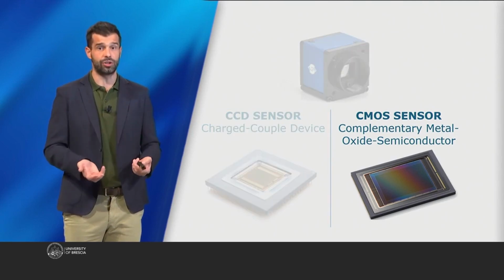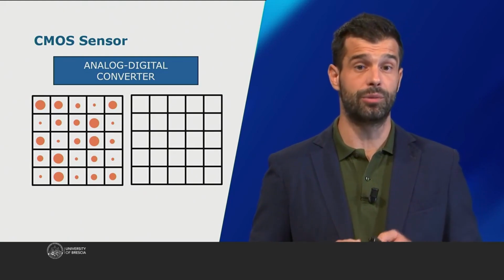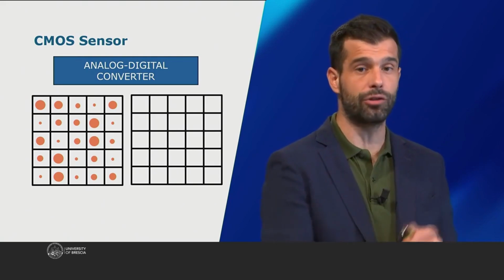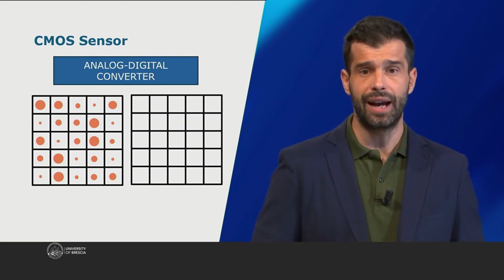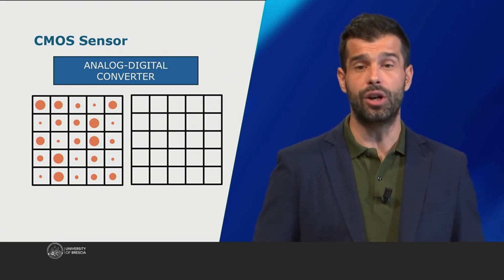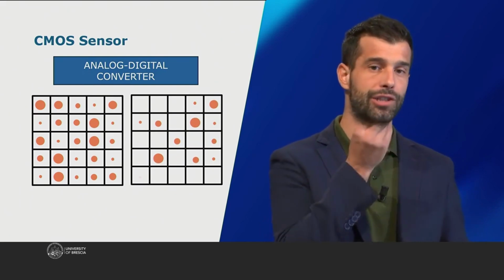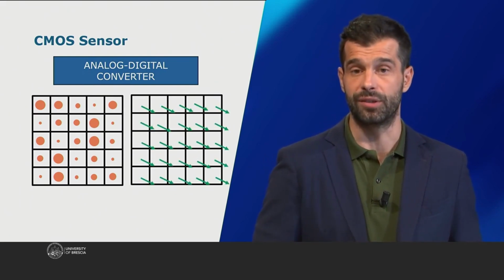Now that we've seen and understood how the conversion works inside a CCD sensor, let's take a look at how the same conversion works inside a CMOS sensor. The CMOS sensor differs from the previous one, again in the stage where electrical information is converted into digital information. In this type of sensor, in fact, the conversion of the amount of charge happens all at once, because inside each pixel there is a small analog to digital converter that actually performs the real conversion.